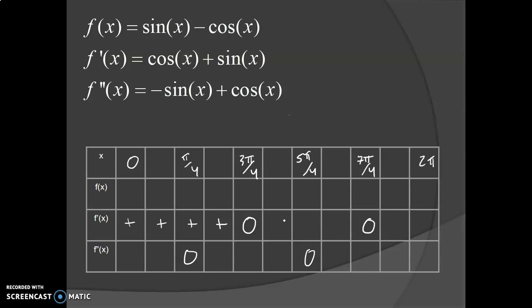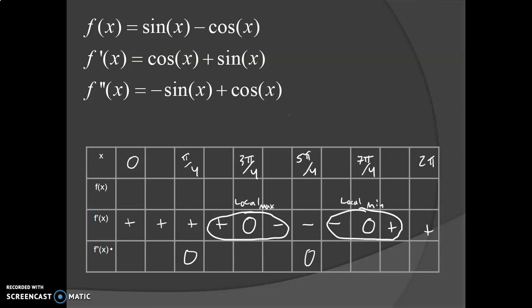If I plug in like pi, cosine of pi would be negative 1, sine of pi is 0. So we've got a negative value until we hit 0 again. And then if I plug in like 2 pi, it's the same as 0. So we're at positives. So this would tell me where I would have a local max. This would also tell me where I would have a local min. Now those might also be the absolute max and min. I'm going to have to check them against the endpoints.